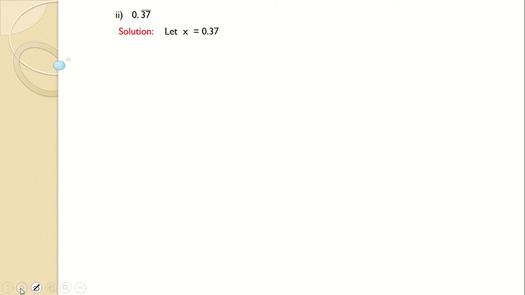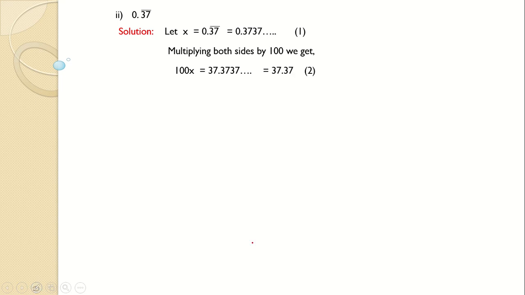So I'll assume it, let x is equal to 0.37 bar. Then, multiplying both sides, this is statement number 1. Statement number 2 would be multiplying both sides by 100. 100x is equal to... see the decimal, I have multiplied both sides. Here I have multiplied by 100, so this x became 100x. And here I have multiplied by 100, so the decimal point shifted 2 places. So that became 37.37, 37 recurring.